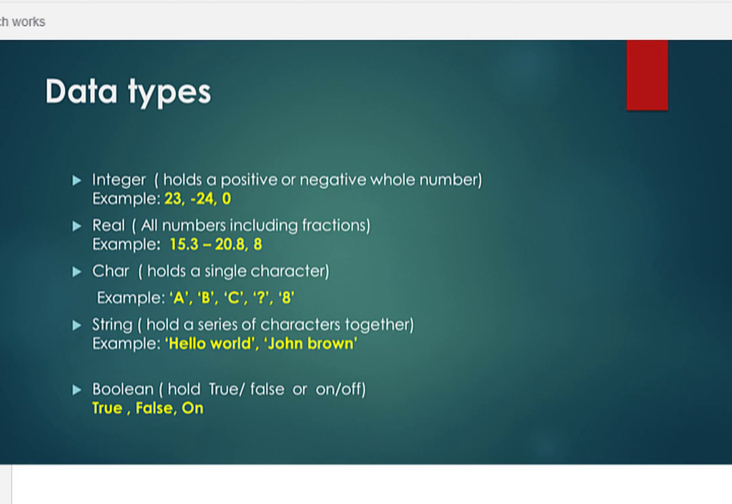And then we have the next data type for holding values such as on, off, true, or false. They are called the Boolean data type. So before you actually make use of your variable, you should already tell the program what type of data would be stored in those variables.